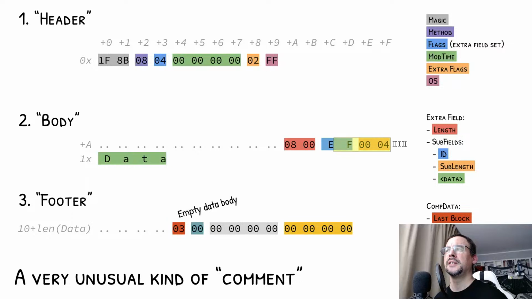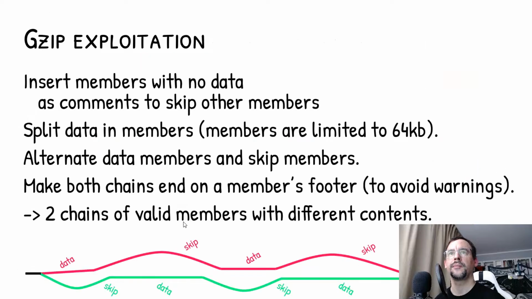with a subfield, and the footer is just an empty data body, and then the header, the CRC32, and the length of the uncompressed length, which is null. So basically, you have some kind of format where you could put whatever you want here in an extra field. And then you can just do this automatically.